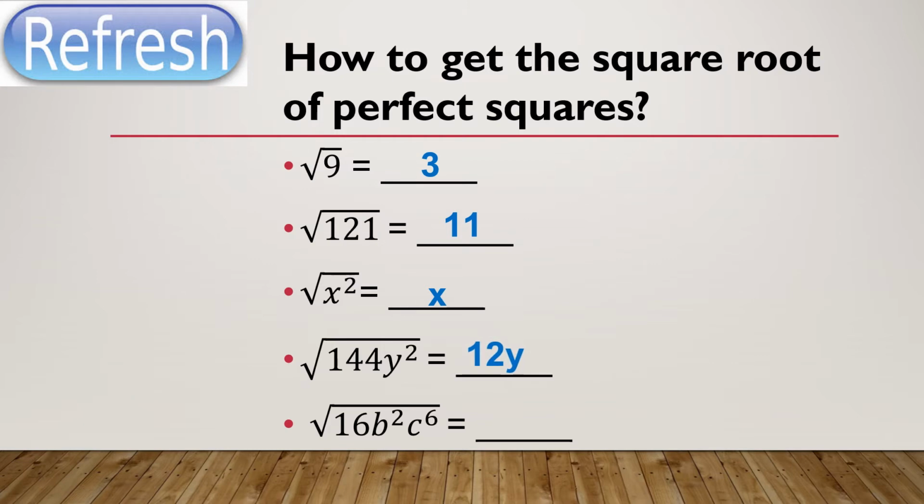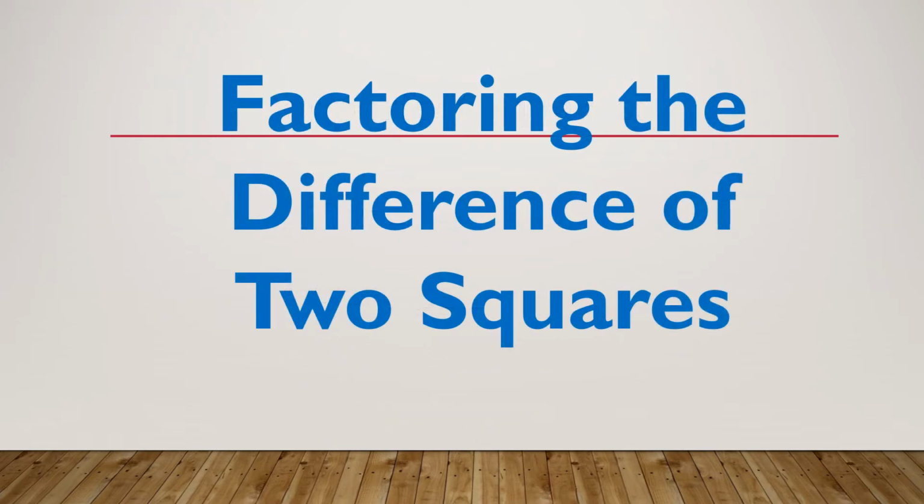And lastly, the square root of 16b squared c raised to 6. That would be, yes, 4b c raised to 3. As we have observed in our recall on getting the product of the sum and difference of two terms, the answer is the difference of two squares. So our topic today, factoring the difference of two squares, is simply the opposite or the reverse of getting the product of the sum and difference of two terms.